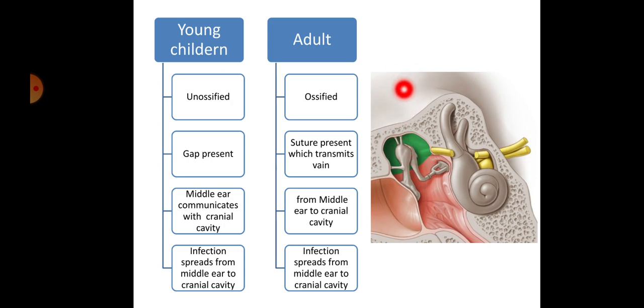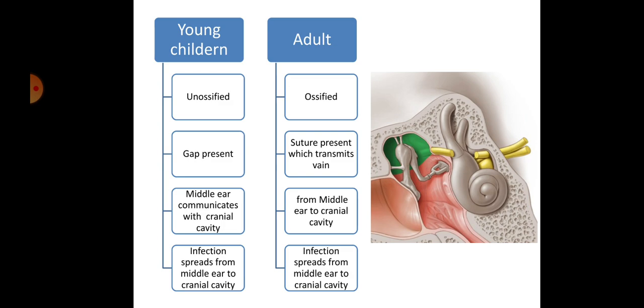Through that it can affect the meninges or the brain. In the adult, this bony plate is ossified. Maybe you are thinking, oh, it is ossified, so in the adult infection is not going to spread. No, in the adult it is ossified, but there is one small suture present. Through this suture, a vein is transmitting from the middle ear to the intracranial region. So if there is any middle ear infection, it can spread via the vein to the intracranium. So this is also a chance in the adult.